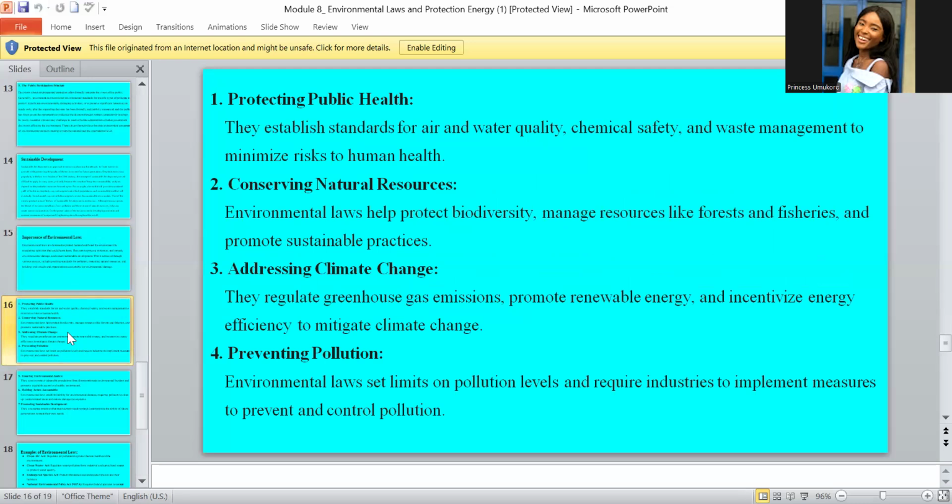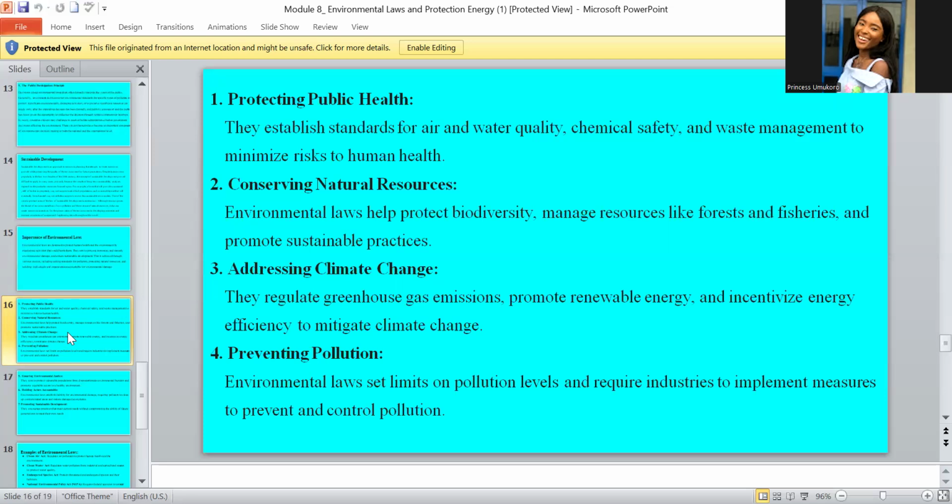They establish standards for air and water quality, chemical safety, and waste management to minimize risk to human health. Environmental laws help protect biodiversity, manage resources like forests and fisheries, and promote sustainable practices. They regulate greenhouse gas emissions, promote renewable energy, and incentivize energy efficiency to mitigate climate change.